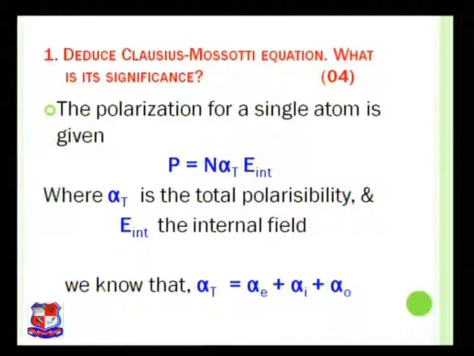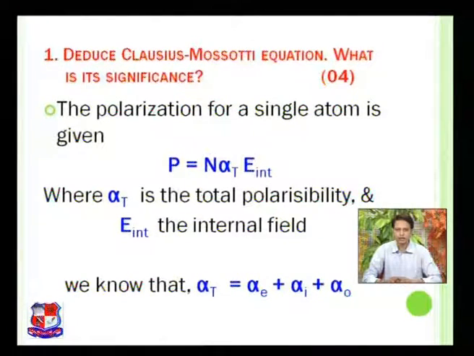We know that alpha T represents total polarizability, which is equal to alpha E plus alpha I plus alpha 0, where alpha E is electronic polarizability, alpha I is ionic polarizability and alpha 0 is orientational polarizability, and the summation of all the polarizabilities gives you the total polarizability. Let us move towards the next slide.